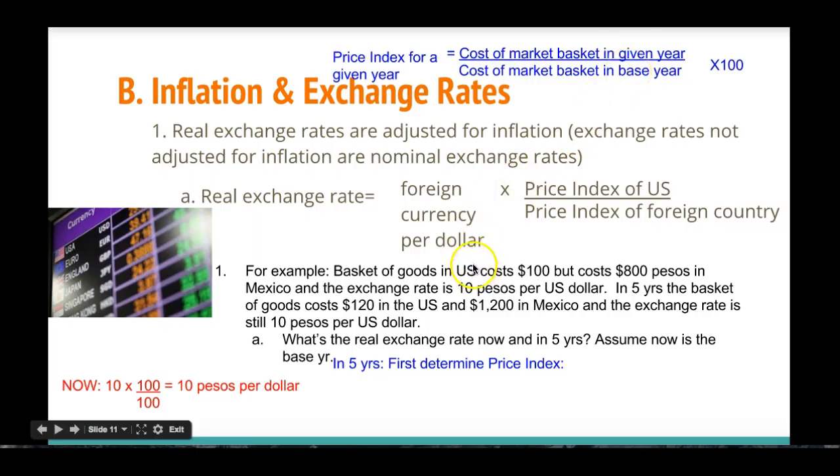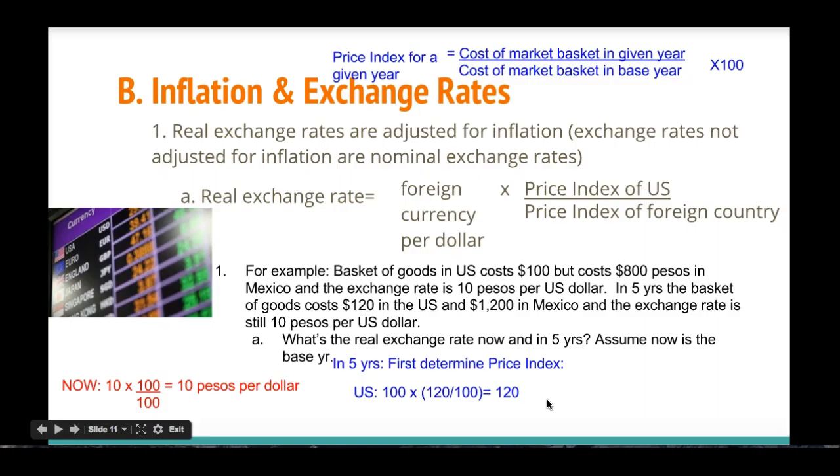So, for example, looking at the United States, in 5 years, the cost of this market basket is $120. So it's going to be 120 divided by the cost of that market basket now, which is 100. So 100 times 120, which is the price of that market basket in 5 years, divided by the price of the market basket now, which is 100, will give you 120.